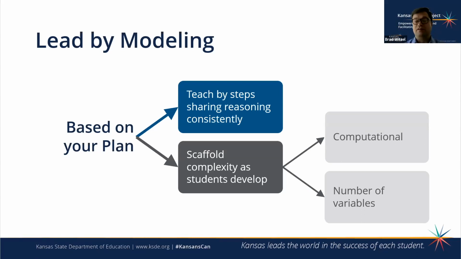Another plan might be you're going to scaffold complexity as students develop. In other words, I'm going to build in more computational complexity. Maybe I'll even build in more variable complexity as my students learn this. But I want to start simple, build up their confidence, get a streamlined approach, and then build complexity as they grow. The choice is yours. Remember, some students are ready for the fast track. Other students will need you to scaffold consistently and build up.